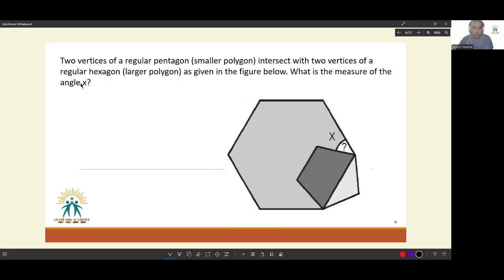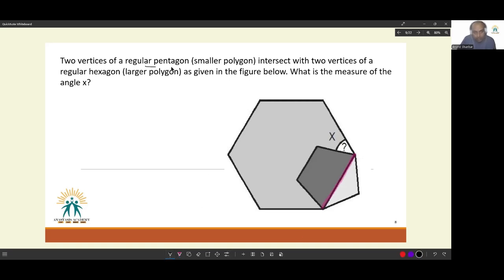Next, two vertices of a regular pentagon, the smaller polygon, connect with two vertices of a regular hexagon, the larger polygon, as given in the figure below. What is the measure of angle X? Pay attention, people. This is the boundary of the hexagon. This is the boundary of the hexagon.